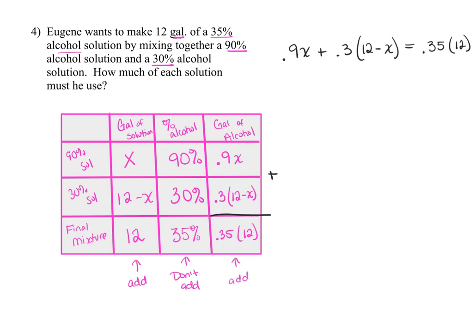Now we're going to treat this just like we would any equation. We're going to distribute, combine our like terms, subtract any numbers over, and then divide. All right? So leave the 0.9x alone. Distribute 0.3. What is 0.3 times 12? 3.6, right? And then 0.3 times negative x is negative 0.3x. What is 0.35 times 12?